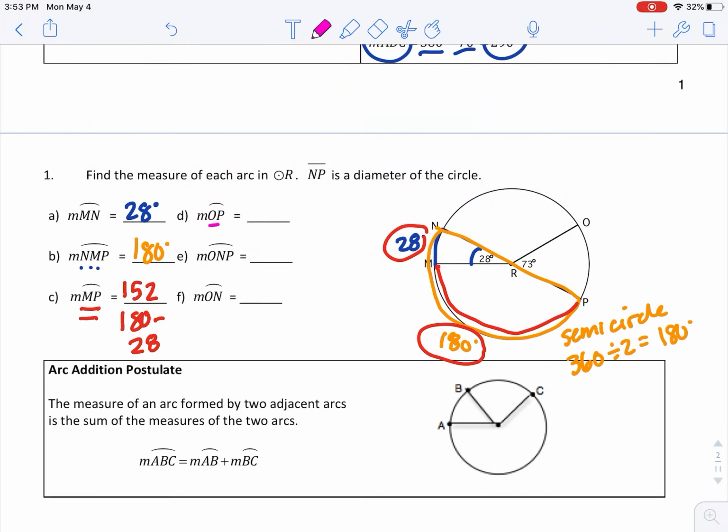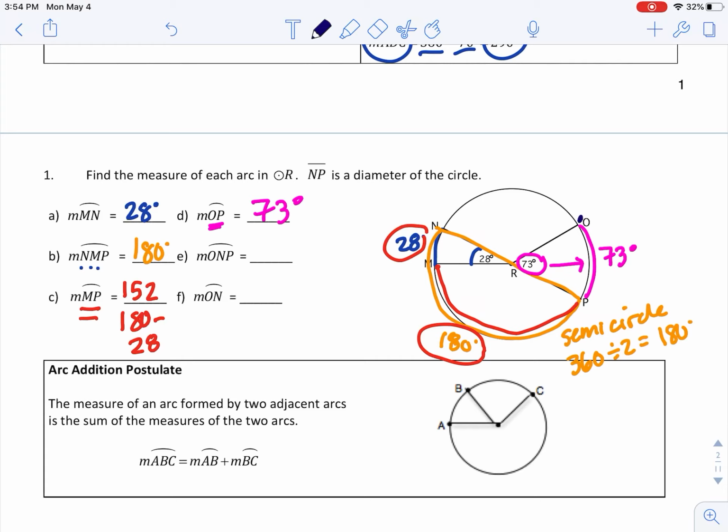All right, let's try the other ones now. The next one asks for OP, so always trace it out. If this is 73, that's going to match. The minor arc and central angle are always the same. Next one it asked for was ONP.